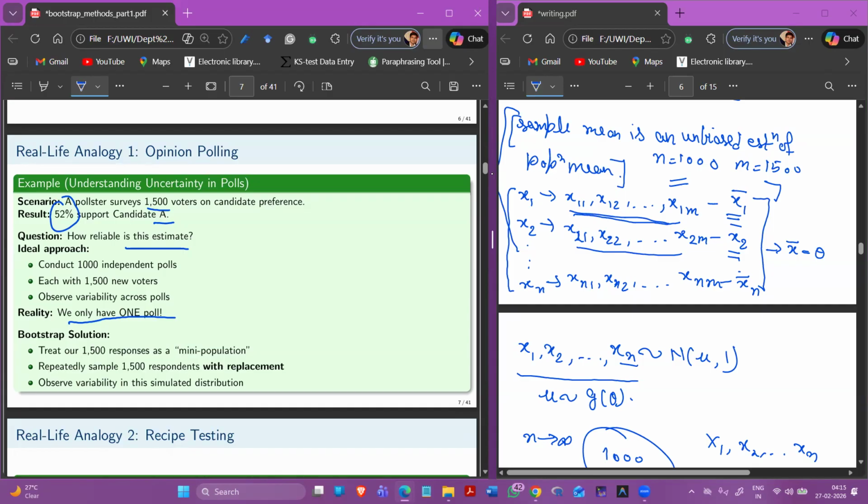So what does the Bootstrap solution do here? Treat the 1,500 responses as a mini population. Whatever 1,500 I took, now I will treat it like a population. After that, I will repeatedly take samples of 1,500 respondents with replacement. I will generate samples from this mini population again and again with replacement.